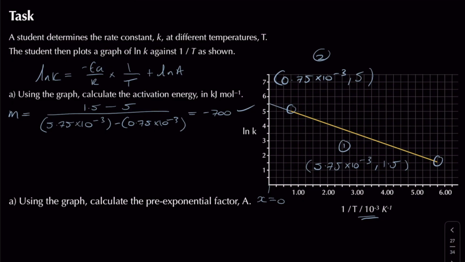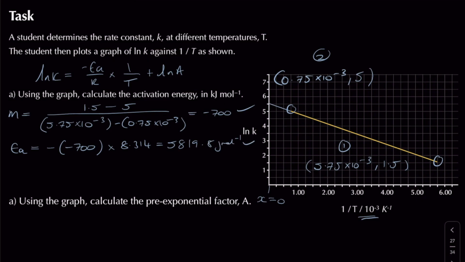Now the next step is I need to work out activation energy, and that's going to be equal to minus the gradient of minus 700. And then that's going to be times our gas constant, which is going to be 8.314. Now we do that and we end up with a value of 5819.8, and that's going to be joules per mole as well.